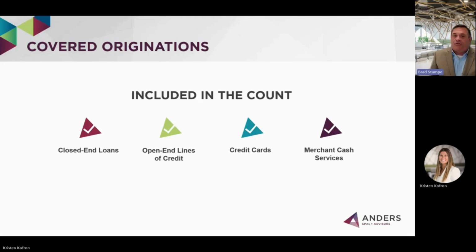To determine what tier you're in, we refer to these as covered originations, which is the title of the slide, since you only count originations to determine your tier level. When it comes to reporting, we refer to them as covered transactions, because it will also include applications that do not result in origination. So think denials and withdrawals.